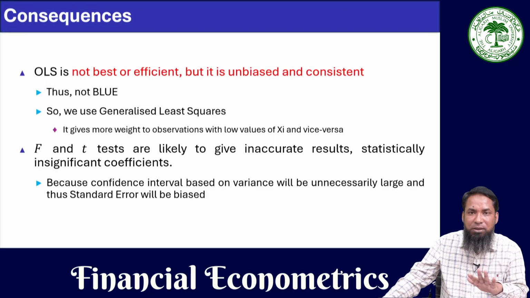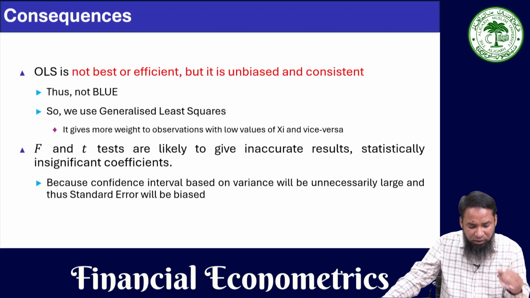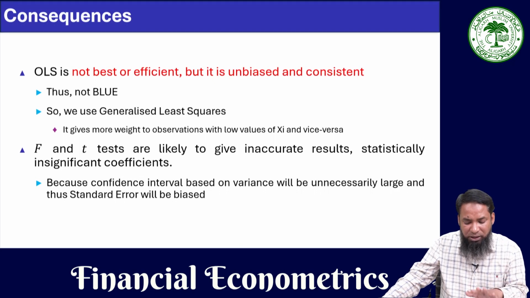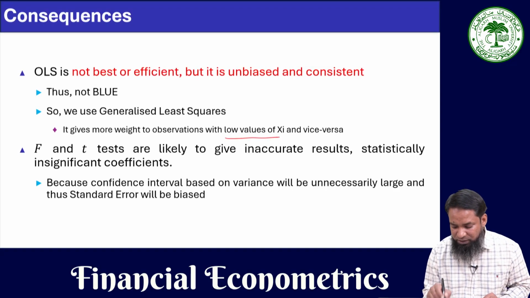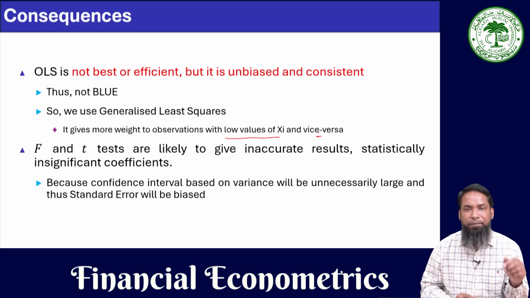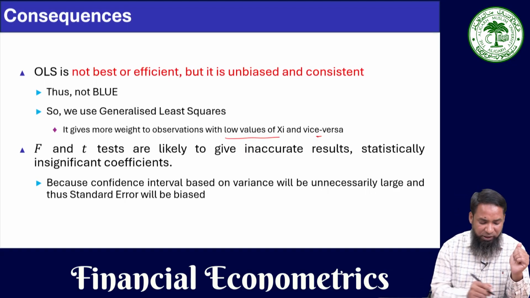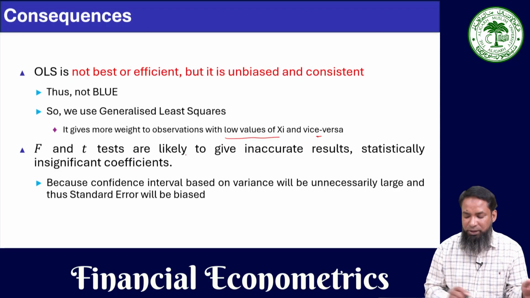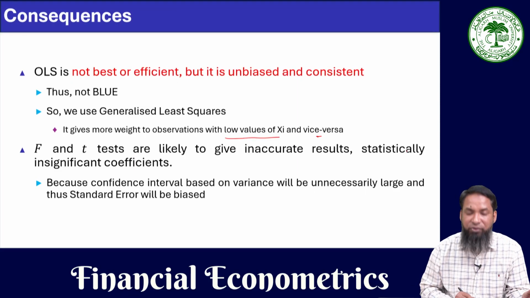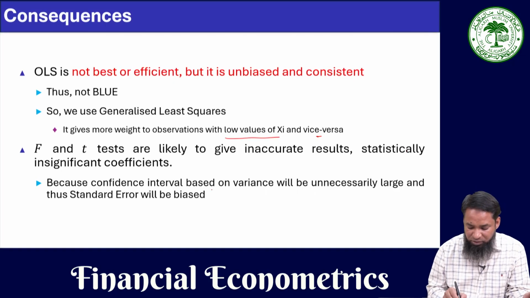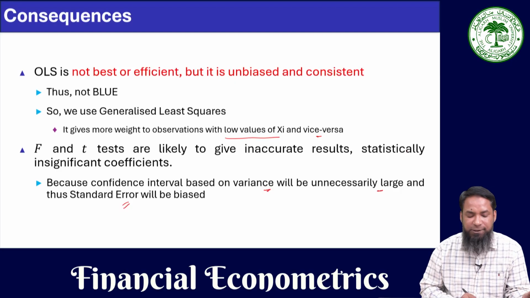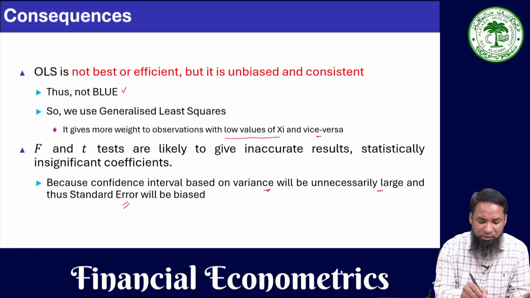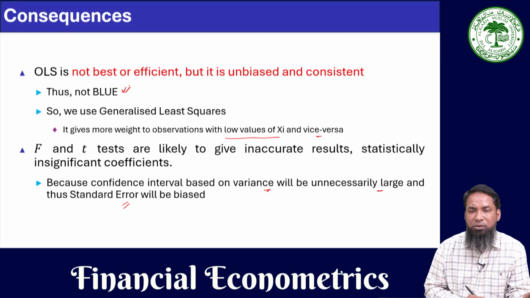So this is not best, no more BLUE. If that is the case, we often use generalized least squares instead of the OLS method. In generalized least squares, basically it gives more weight to the observations with low values of Xi, and vice versa. Another consequence is that the F and t statistics are likely to give inaccurate results, such as statistically insignificant coefficients. Why? Because the confidence interval based on the variance will be unnecessarily large and the standard error will be biased. So one consequence is that the OLS estimates no longer have the BLUE properties.